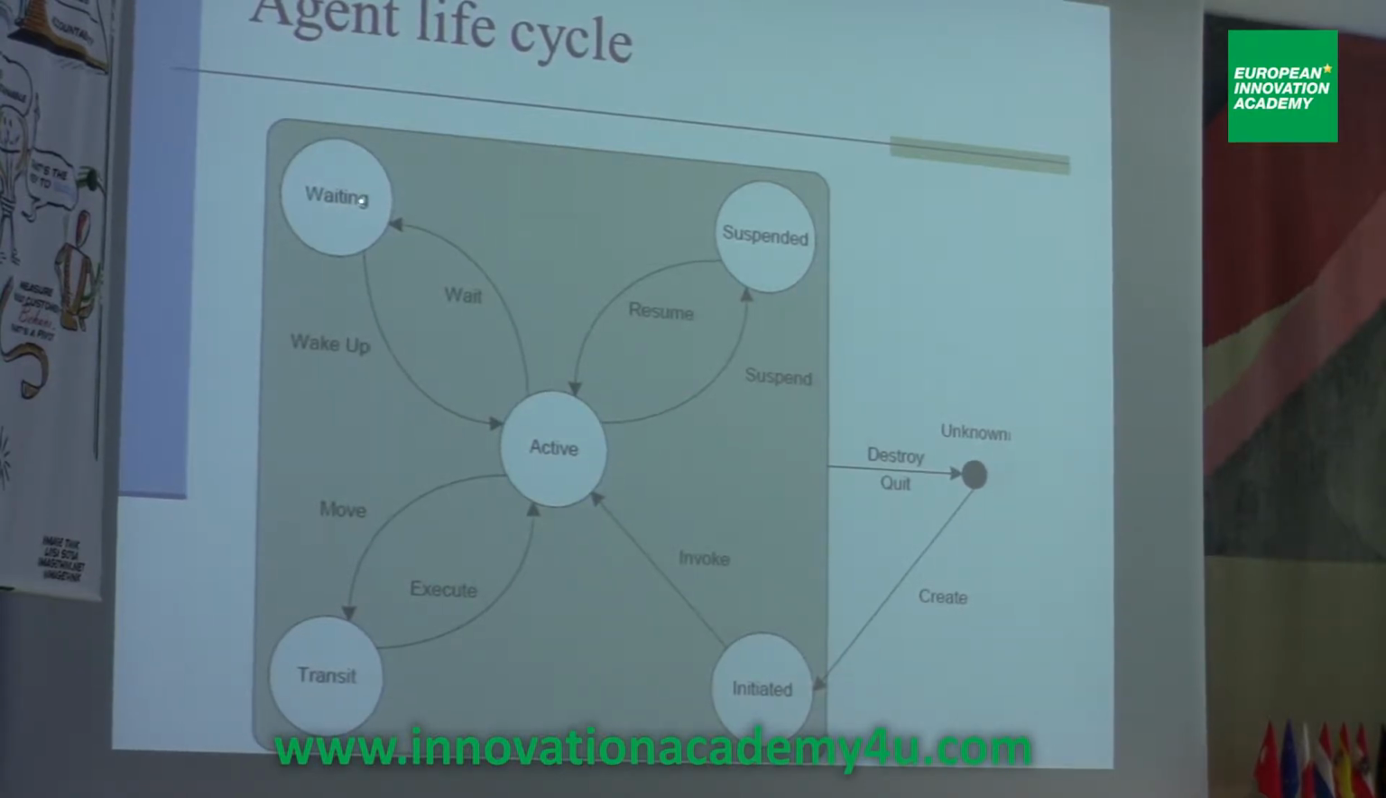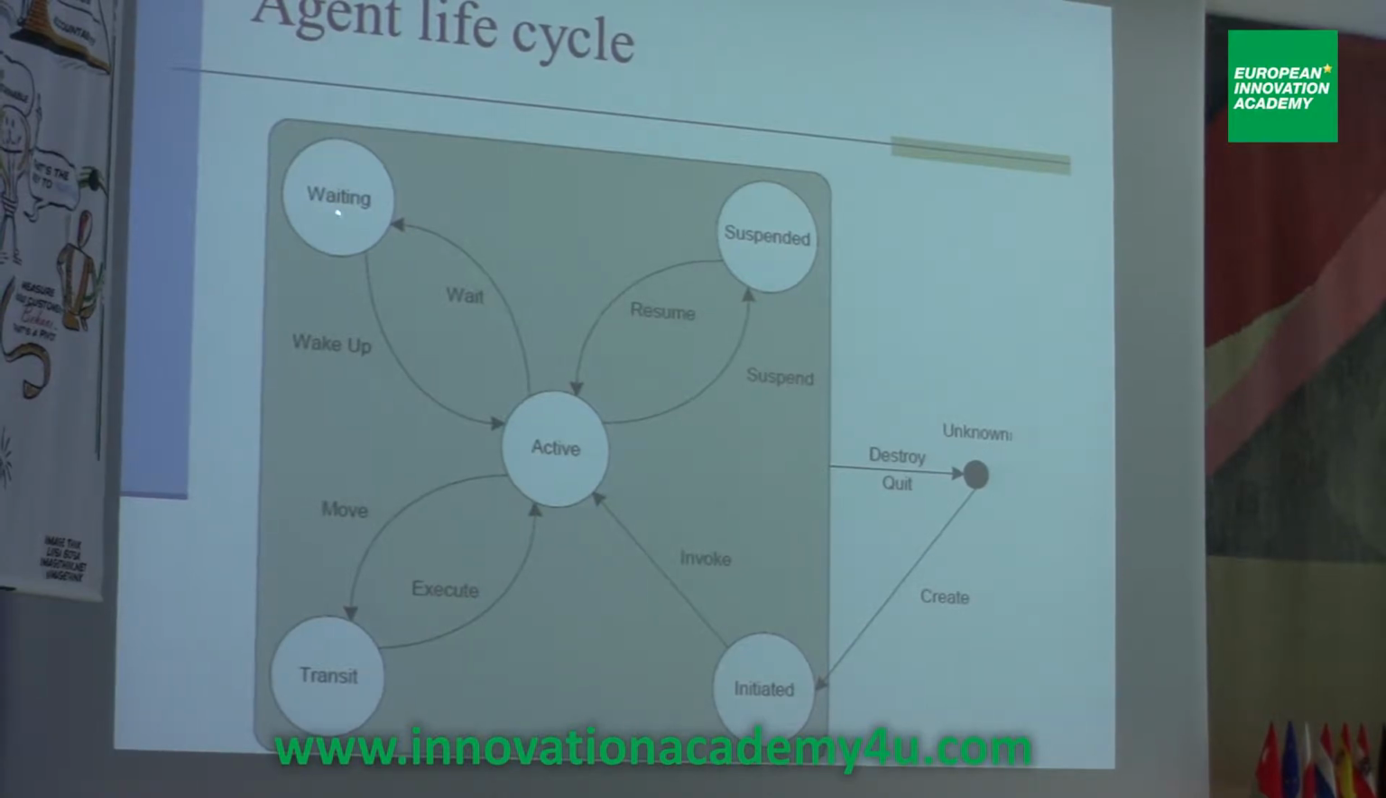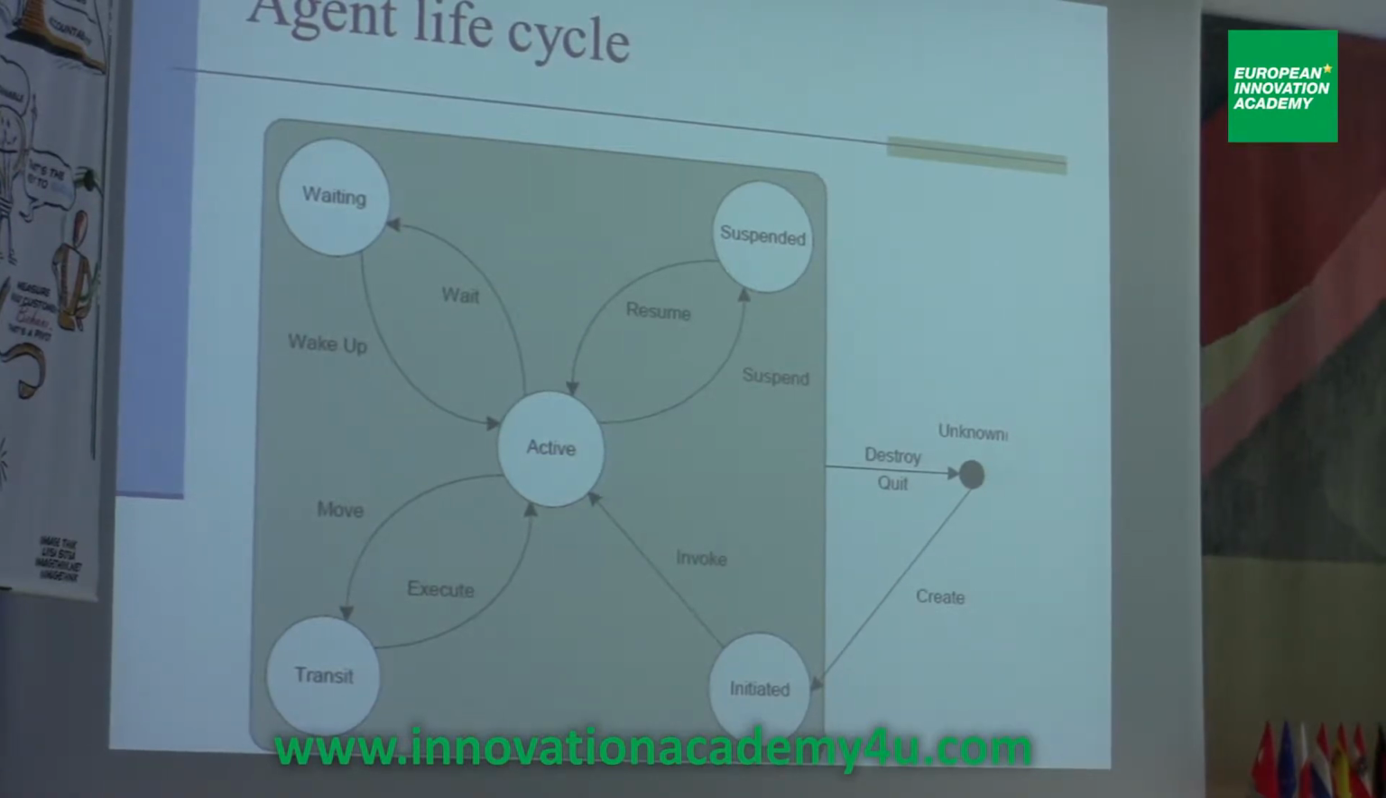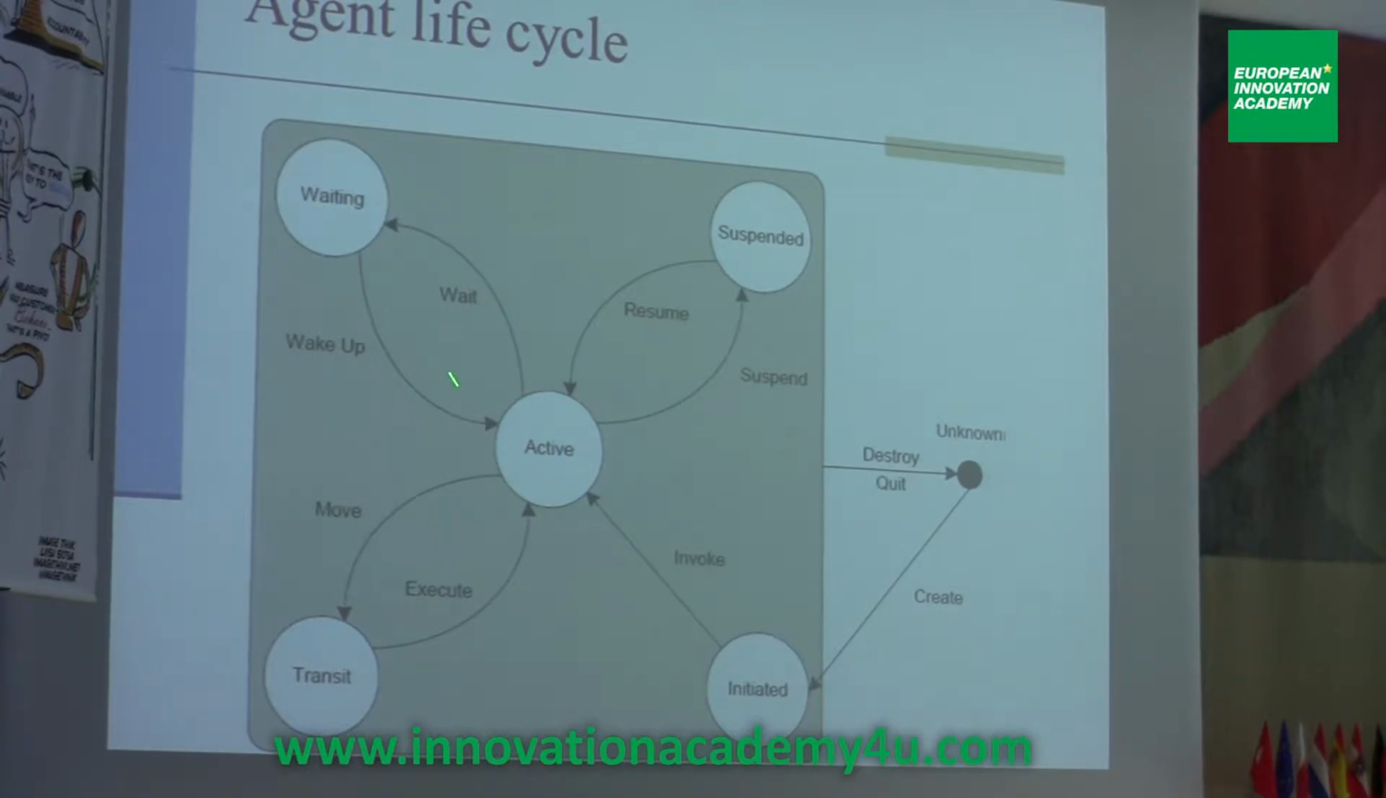And if a message arrives, then the agent is woken up and becomes active again. An agent can also be suspended, meaning that an agent can be temporarily stopped. It's not the same as waiting, because if an agent is temporarily stopped by performing the suspend action, then it is not able to receive messages. But if an agent has been taken to the waiting state by performing the wait action, then it is waiting for messages. So this is the difference.